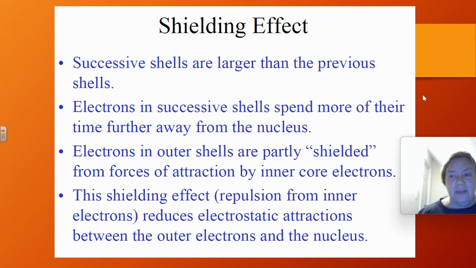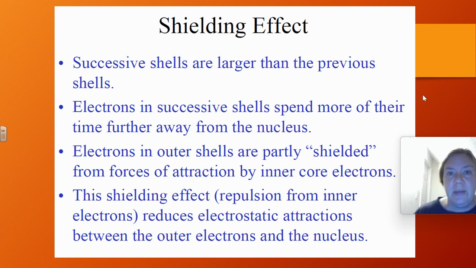But also you have to remember those core electrons have a negative charge, and those outermost electrons have a negative charge. So they still want to keep their distance because they're the same charge. We know like charges repel. So again, the shielding effect, repulsion from the inner electrons, reduces these electrostatic attractions.